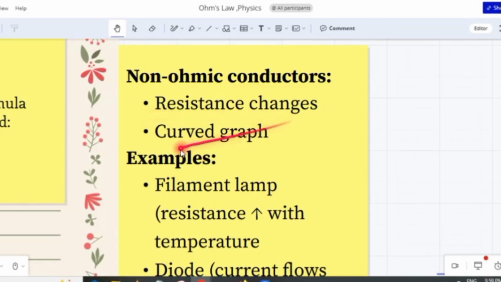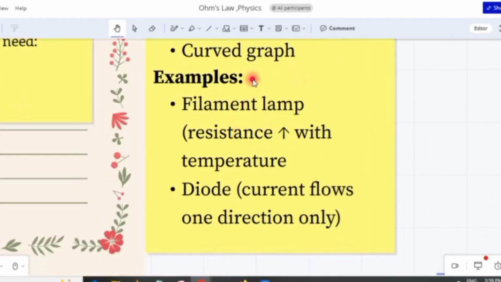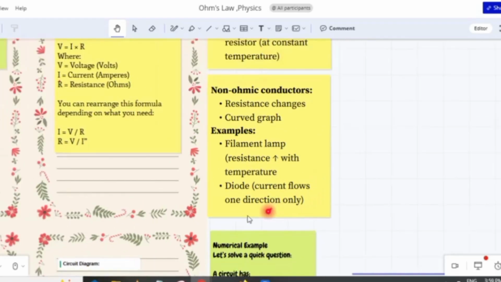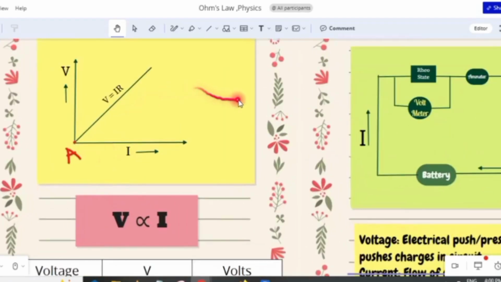Non-ohmic conductors: resistance changes in these and they give a curved graph. They don't give a straight line graph. For example, a filament lamp whose resistance increases with temperature, and a diode in which current flows in one direction only.